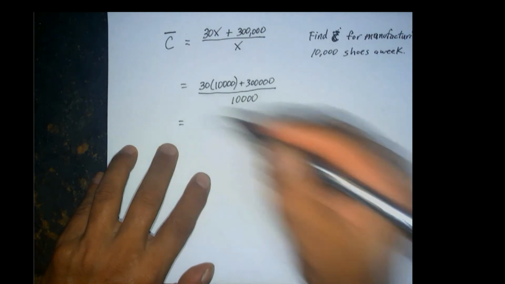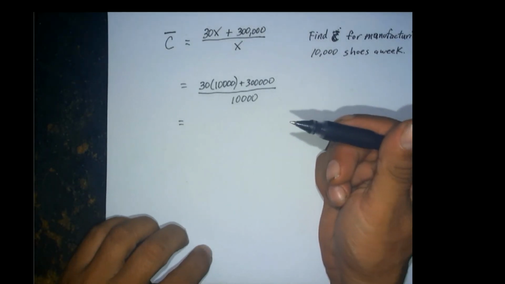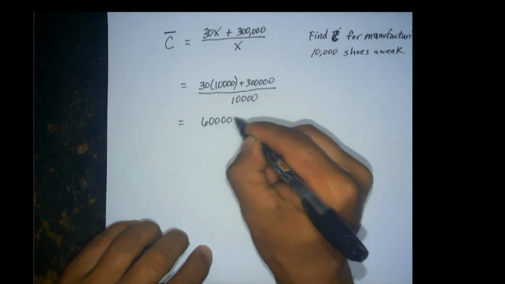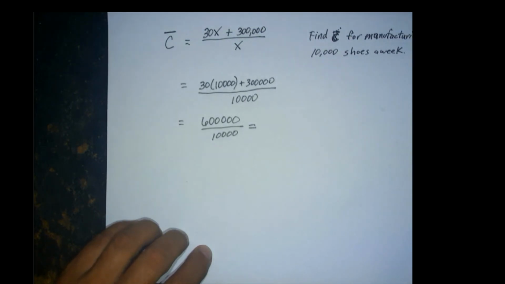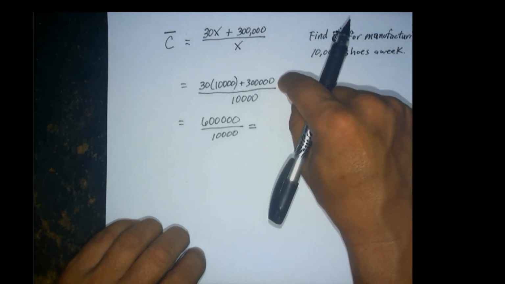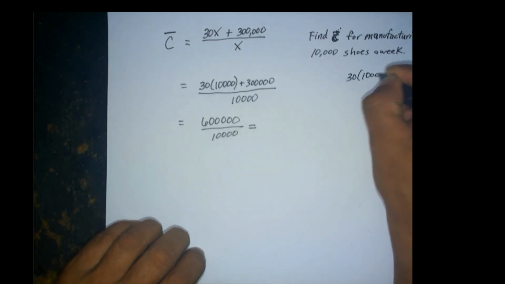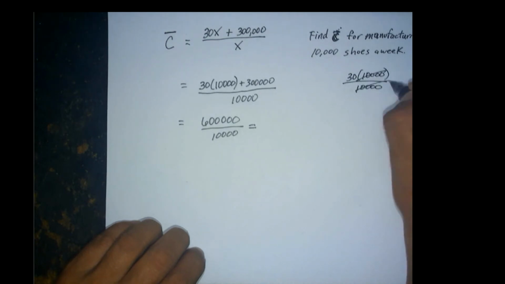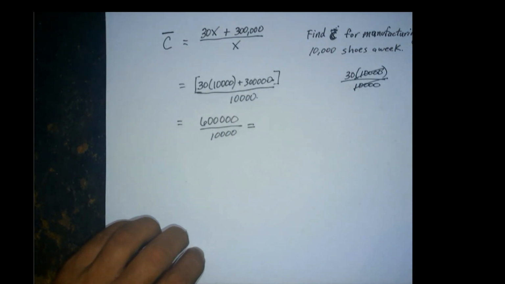So 30 times 10,000 is also 300,000, right? So 300,000 plus 300,000 gives us what in the numerator? 600,000. 600,000 divided by 10,000. I have a question, and this might be stupid, but why wouldn't the 10,000s cancel out? Because there isn't a 10,000 here. If it's just this, then they cancel out. But it's not just that. This whole thing is being divided by 10,000. Oh. Okay. That's why they don't.